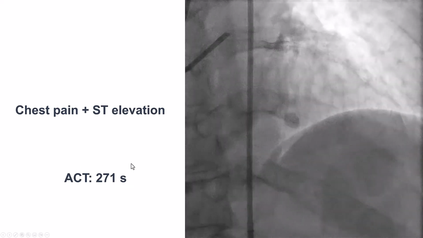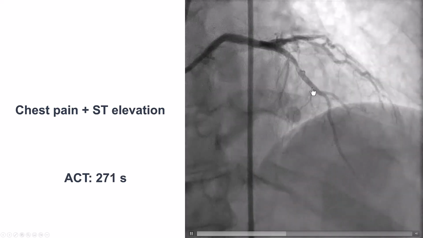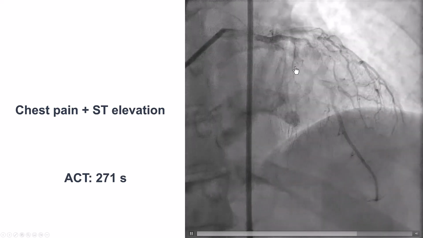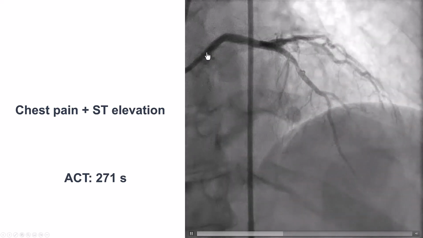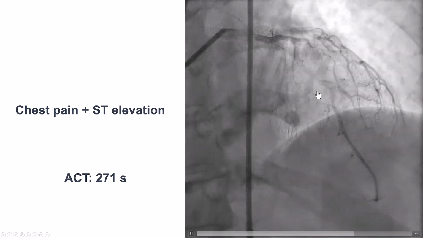We typically want to have more than 300 for antegrade cases, but still, it was not too low. So this came as a surprise. And it's still unclear to us why this happened, but the leading hypothesis is that some thrombus likely formed inside the guide catheter and then embolized distally.